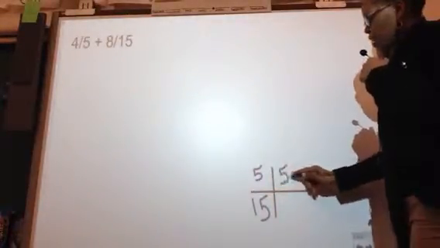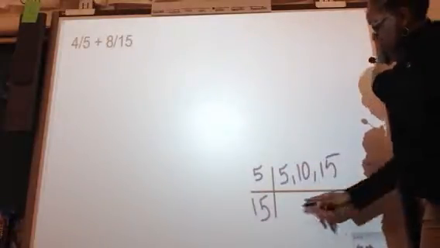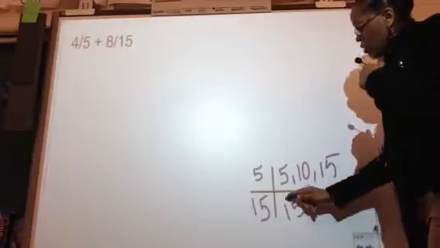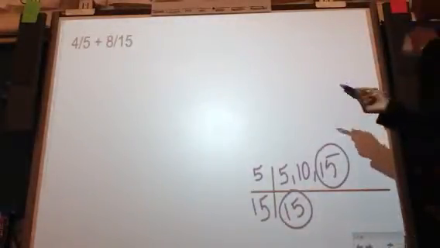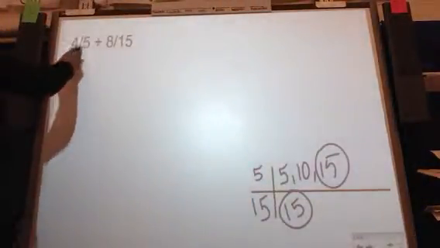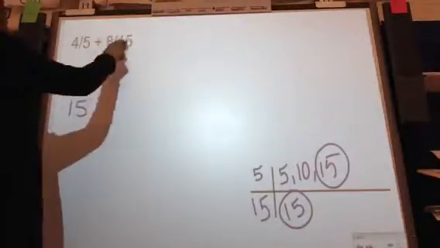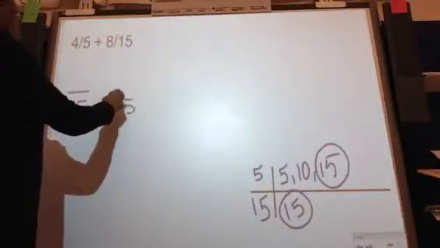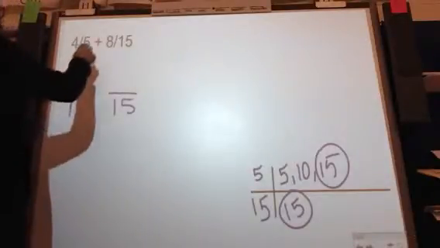So let's skip count by 5s. When you skip count, you're finding the multiples. These are the multiples. And then 15. You're trying to find the lowest. So 15 is your lowest. You don't even have to skip count anymore. Now what do we have to do? Find equivalent fractions for 4/5 in 15ths and 8/15 in 15ths. So 5 times what is 15? 5, 10, 15. Times 3.